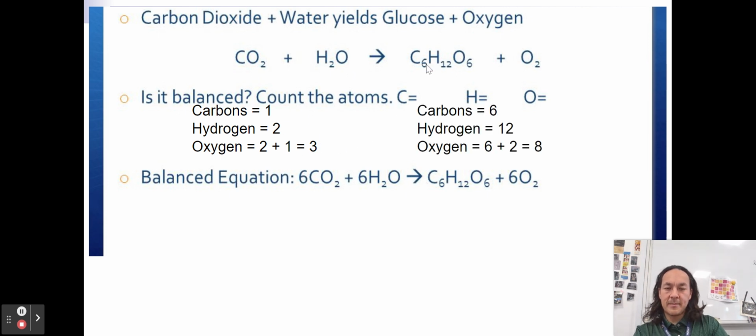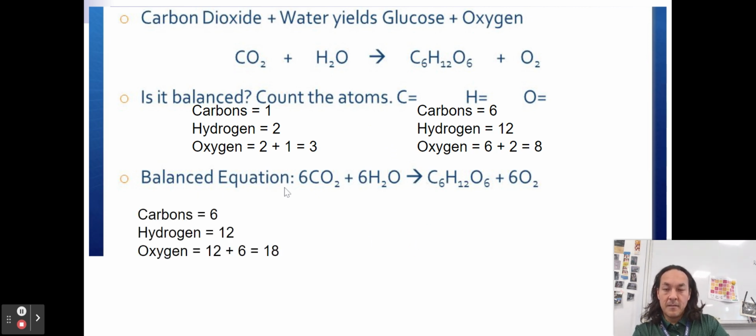On the other side, I'm seeing 6 carbons, 12 hydrogens. And then how many oxygens? I'm seeing 6 here and 2 here. That would be 8. So this is not balanced, right? And that violates laws of nature. So let's see what it is balanced. Balanced here, if we had a 6 in front of the CO2 and a 6 in front of the H2O, it's going to come out balanced.